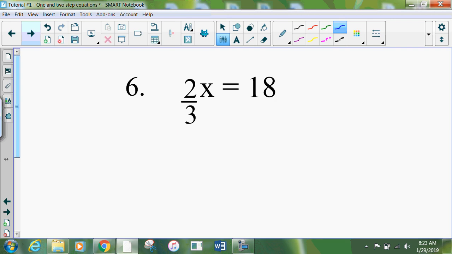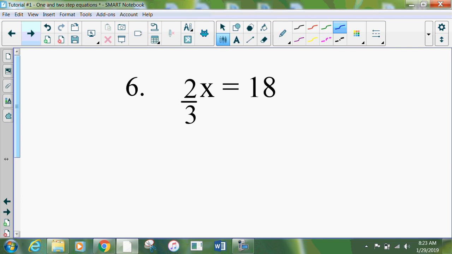All right, let's look at 6. Now, this one you could do 2 different ways. When I went to school, this is how they taught it. So I'm going to teach it the way I've been teaching it and then show you another way.